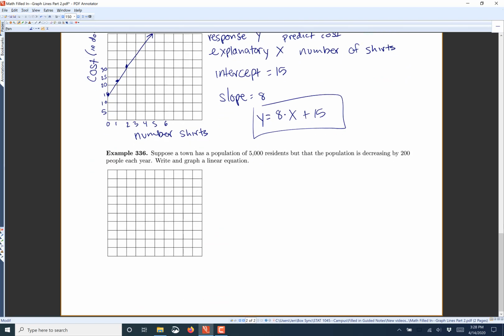And our final example, let's suppose a town had a population of 5,000 residents, but the population is decreasing by 200 people each year. Okay, so X for my independent or explanatory would be the year. And Y, my dependent, or the response variable, is going to be the population.